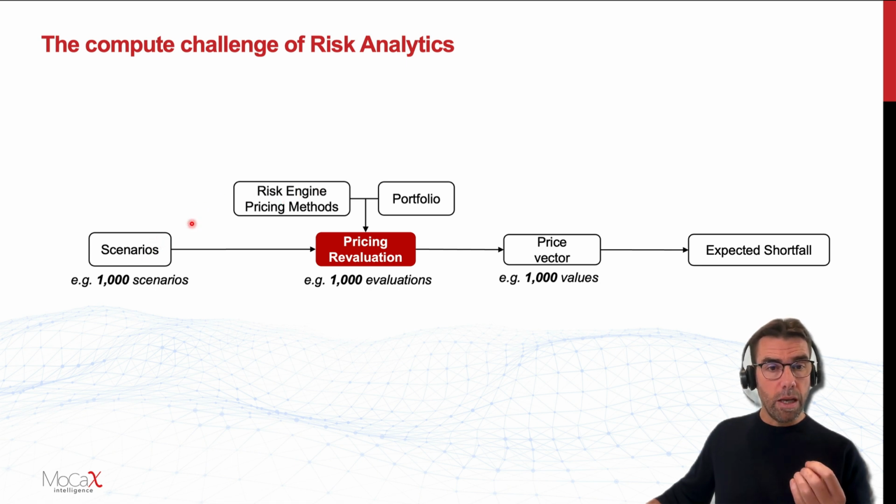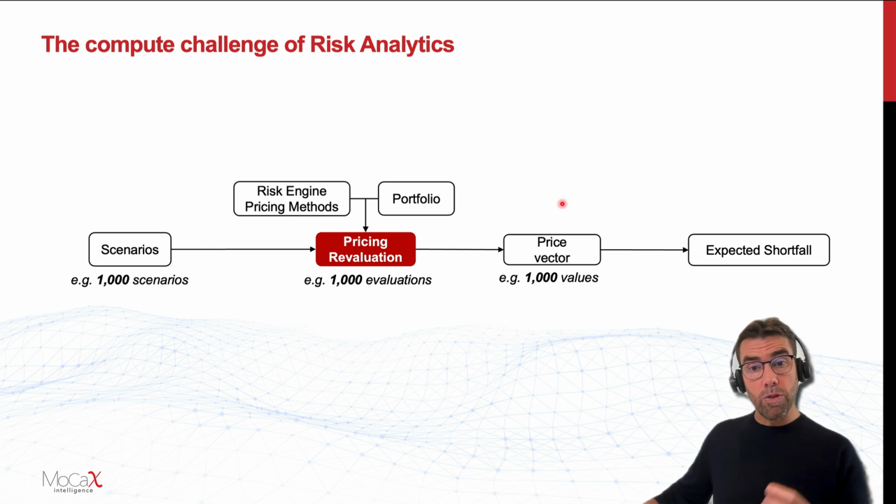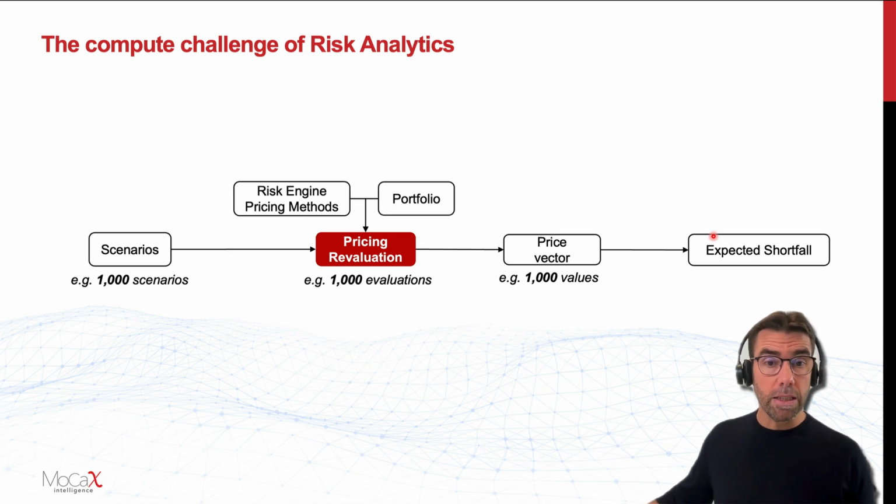And with this, you have to evaluate this portfolio on each of these scenarios using these pricing models, and this arrives to a pricing vector, which in this example, again, is 1,000 values. Once you have these 1,000 values, then you compute the expected shortfall and all the metrics that you may find appropriate.